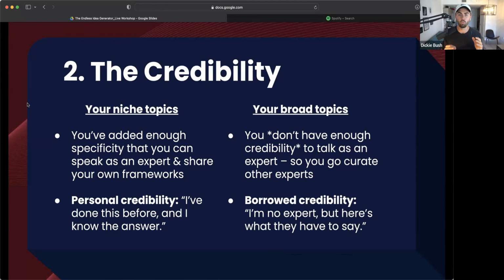So there's 2 ways to think about the credibility. You can either add enough specificity where you have the personal credibility to write about it, which is, I've done this before and I know the answer. Or broadly, you can say, hey, I'm not an expert, but I went out and looked at all these experts, heard what they had to say, distilled what they said, and here it is packaged up nicely for you.